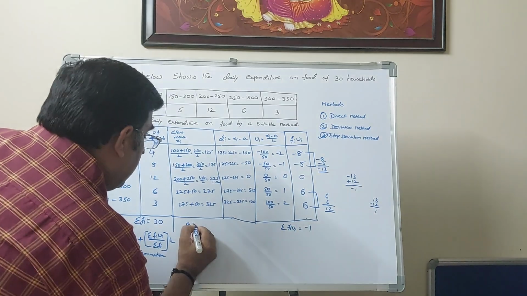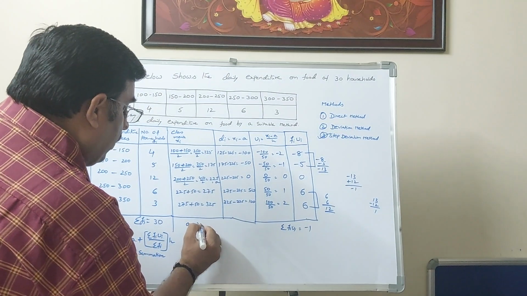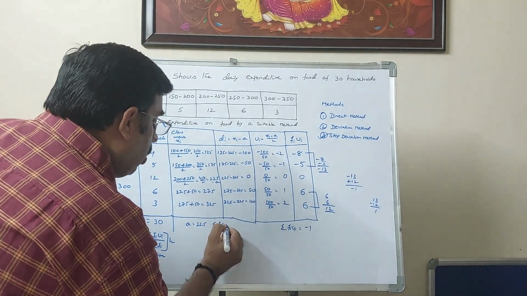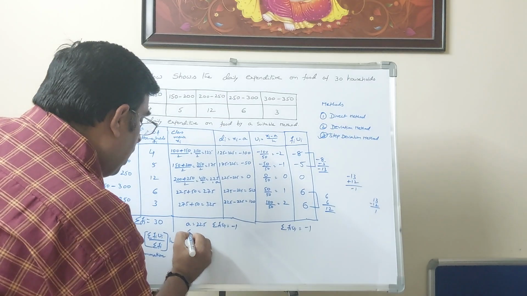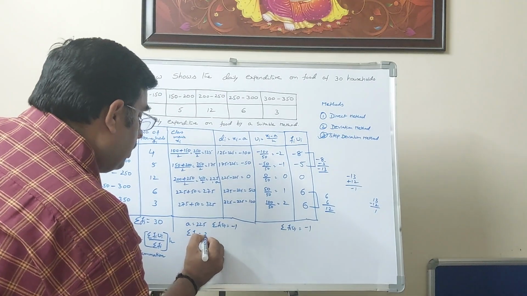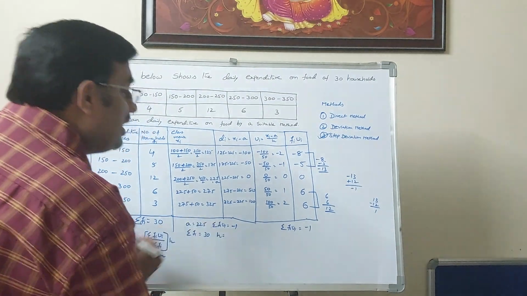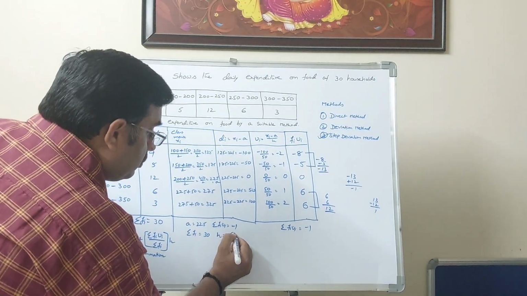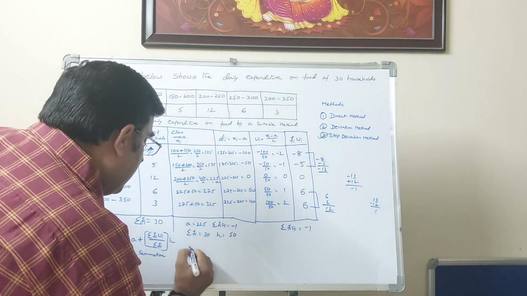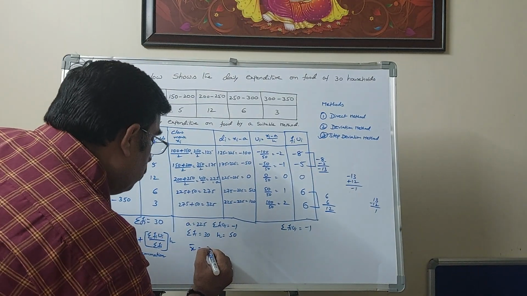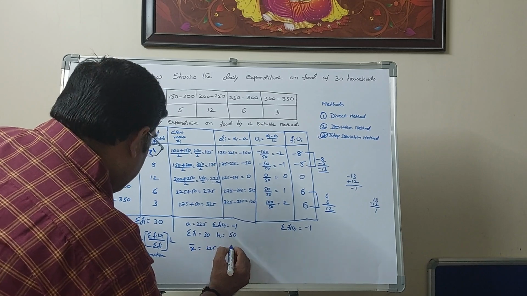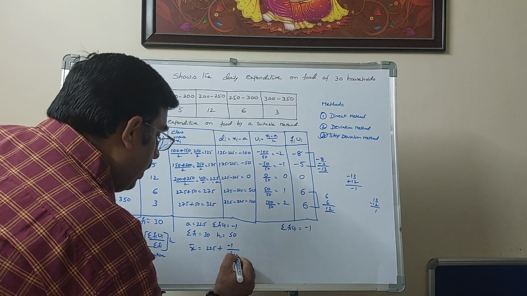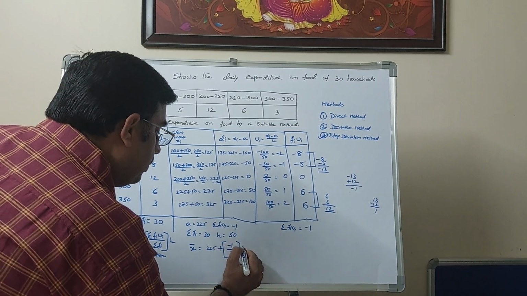A is equal to 225, which you have taken as the assumed mean. Sigma Fi ui is equal to minus 1. Sigma Fi is equal to 30. And h is equal to the size of the class, which is 150 minus 100, so 50. Substituting the values here, x bar is equal to 225 plus minus 1 by 30 into 50.